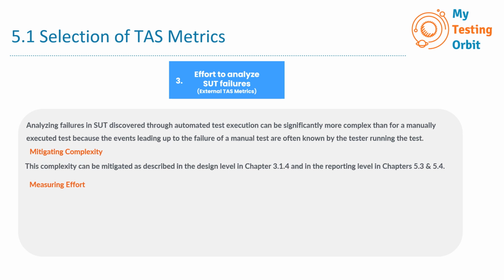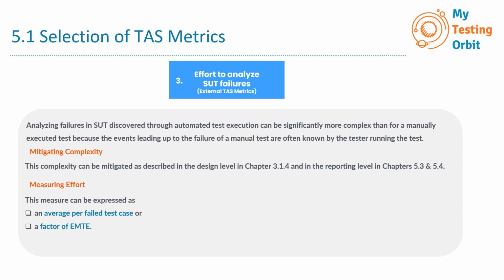Then we have measuring effort. This measure can be expressed as an average per failed test case. Okay, so let's understand what it is. Measuring effort means that when we are trying to figure out how much effort it takes to analyze failures during automated testing, we have two options. The first one is an average per failed test case. This means we calculate the average effort required for each individual test case that fails. So if you have multiple failed test cases, you would find the average effort needed to analyze each one separately.